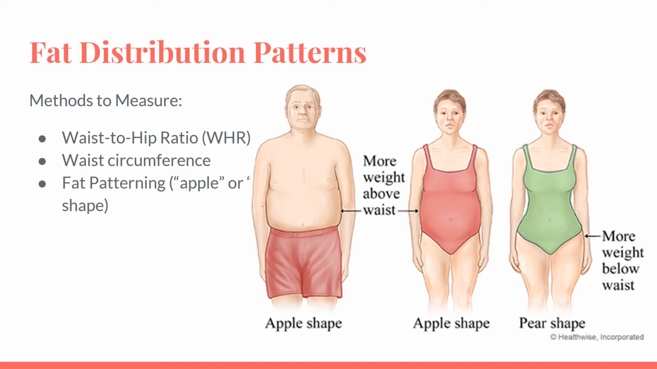Fat distribution pattern is, as it says, considering where the fat is held on the body. Basically, there's two primary different places. We could hold fat in our abdomen, or we could hold extra fat in our upper legs or buttocks, so kind of below the waist. So that's fat patterning. Then there's two other measurements we can do: waist to hip ratio and simply waist circumference. So we'll look at each of these more closely.